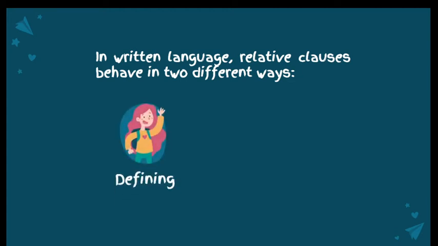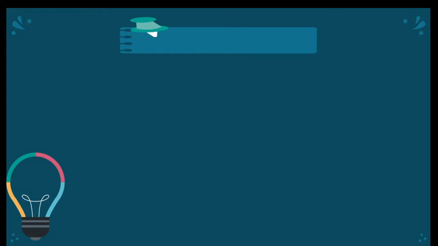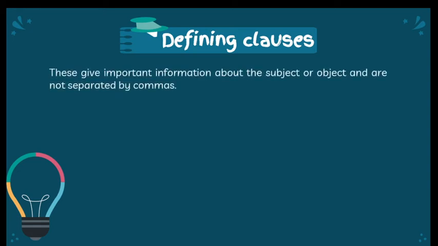Defining clause and non-defining clause. So let's see about them. Defining clauses. These give us important information about the subject or the object and are not separated by commas.